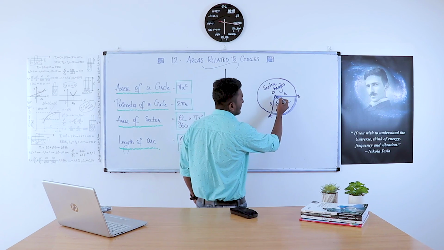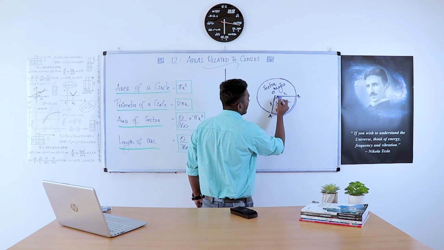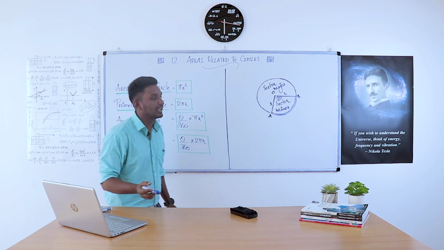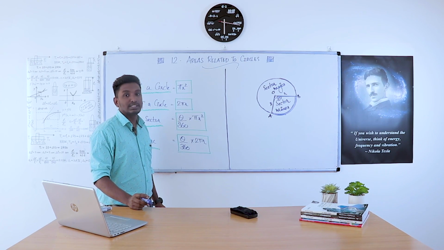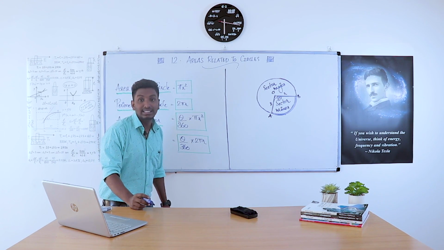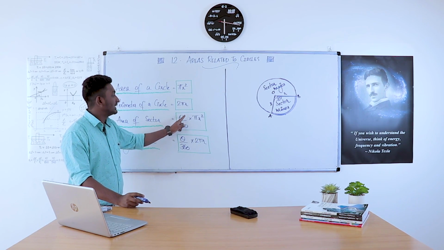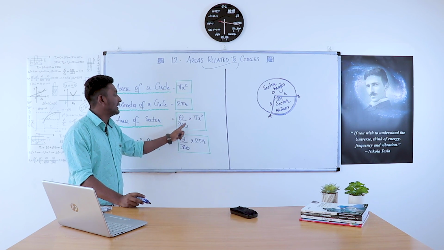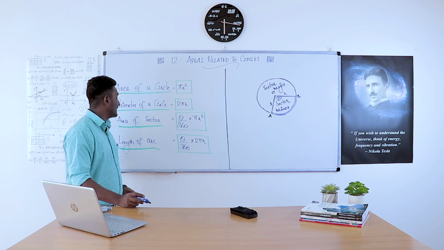Now look at this figure. We have a major sector and a minor sector. This minor sector makes an angle theta at the center, that is the central angle of the sector. So the area of a sector having central angle theta is theta by 360 into pi r square.